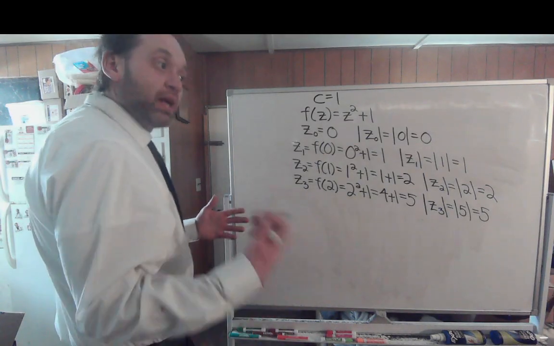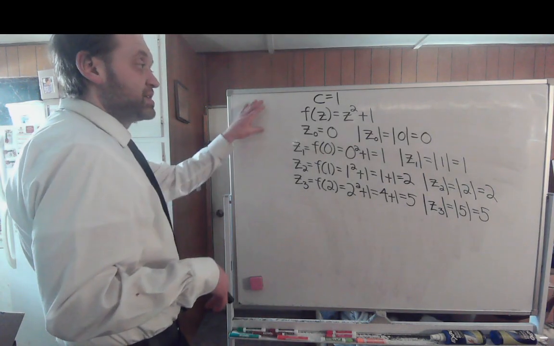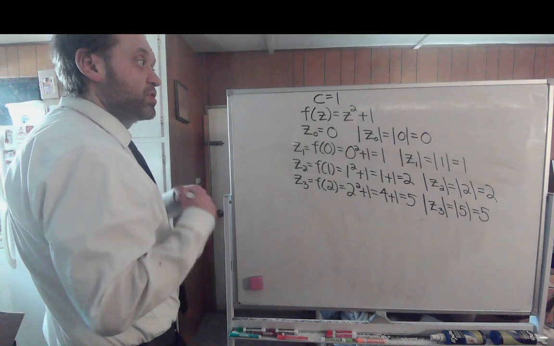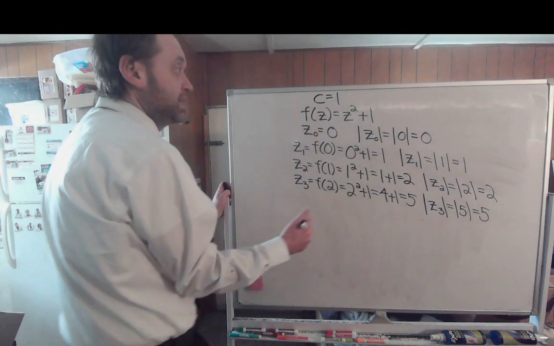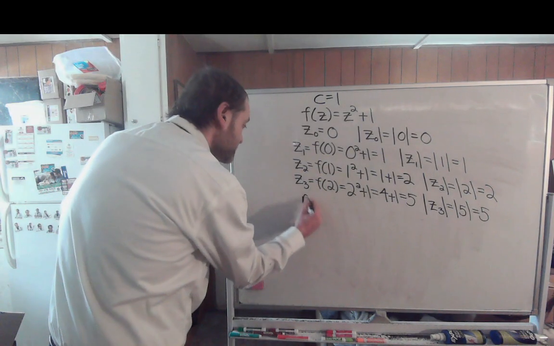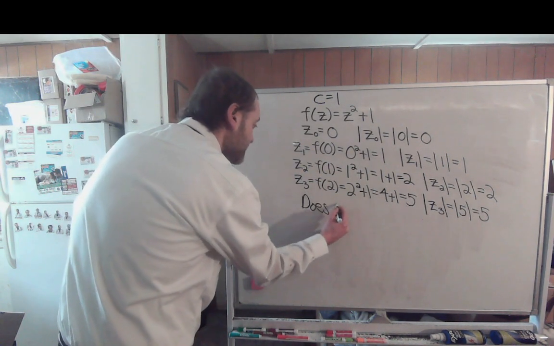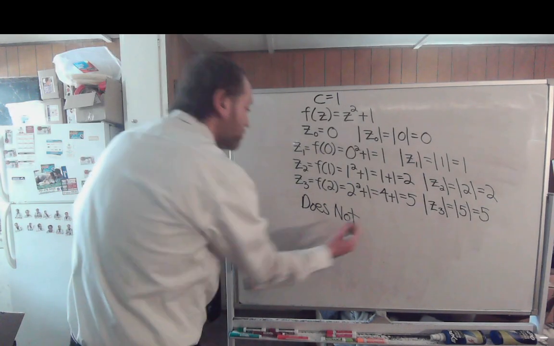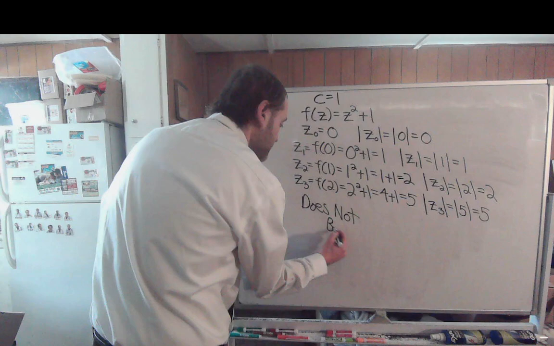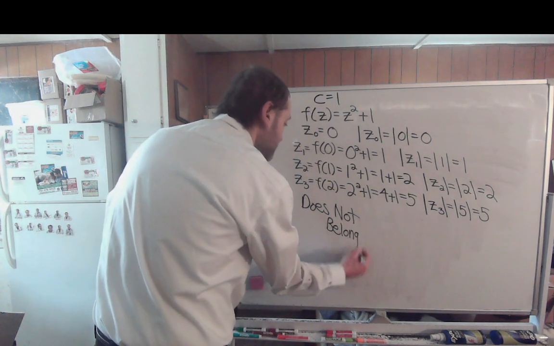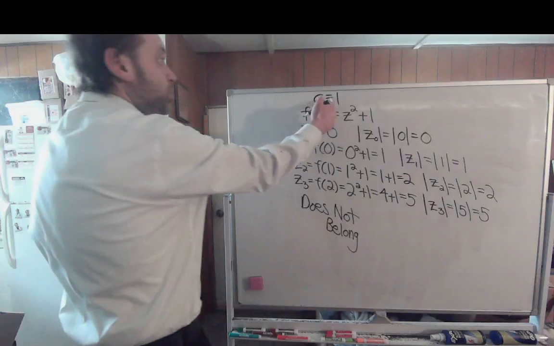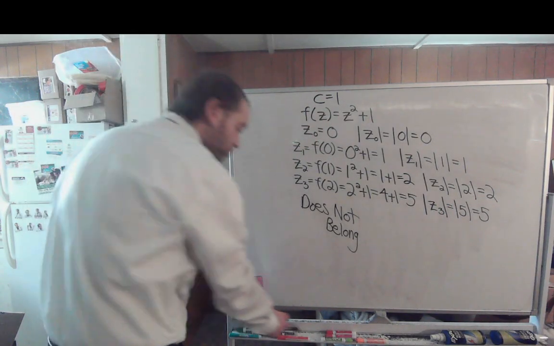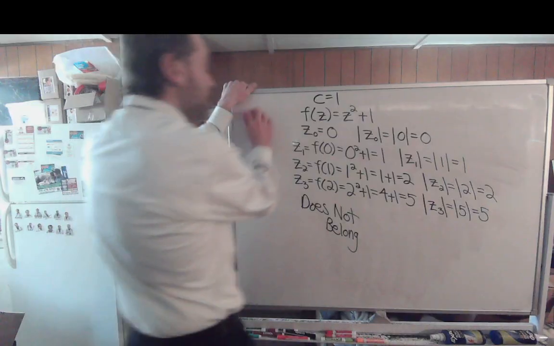It just keeps going up and up and up. It doesn't slow down or stay under a certain number. It just keeps increasing. So the complex number 1 does not belong to the Mandelbrot set. That would be the answer. So 1 does not belong to the Mandelbrot set. And I got more.